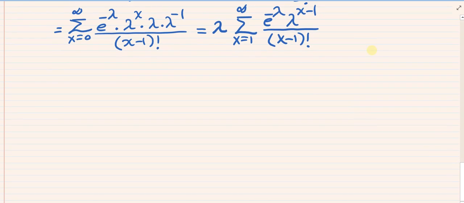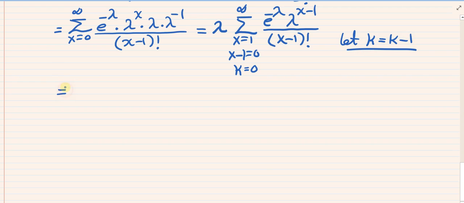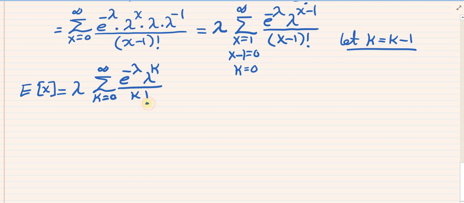And now I can actually introduce, let the following variable be x minus 1. First, because x is equal to 1, I'm looking at the index of summation. Subtract 1, so x minus 1 is 0. So if I let k be x minus 1, then I can write this as, remember, this is the expected value of x. The expectation is going to be lambda, and then this is going to be the sum over k from 0 to infinity of e to negative lambda, lambda to the k over k factorial.